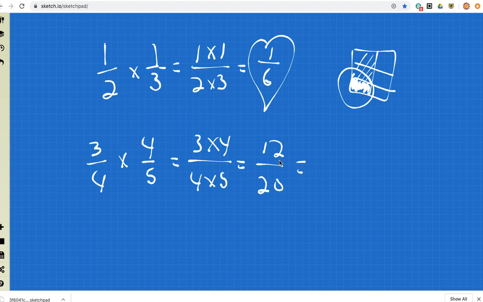Now that does simplify. If I divide 12 by 2, I get 6. If I divide 20 by 2, I get 10. Can I simplify again? Yes, I can divide them both by 2 again. If I divide 6 by 2, I get 3. If I divide 10 by 2, I get 5. So the answer is 3/5. That's the more simplified answer. 12/20 is a correct answer. 3/5 is a more beautiful answer.